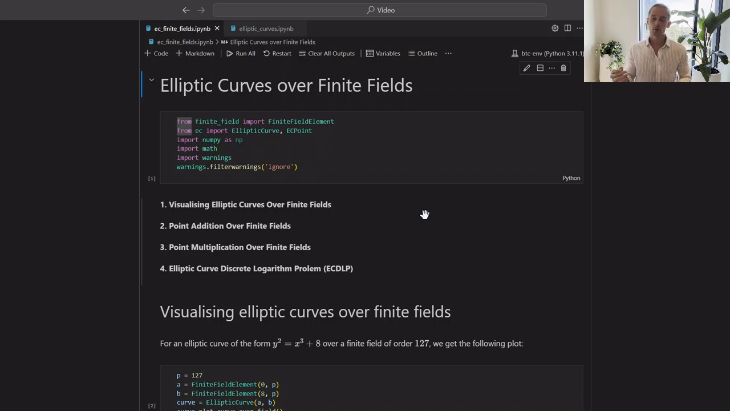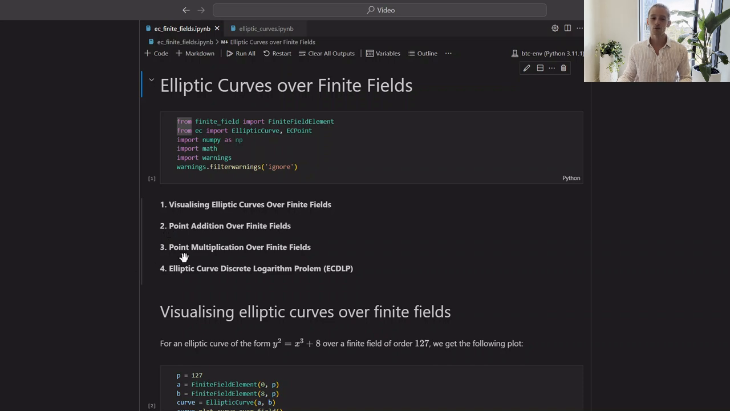This video will be split into 4 sections. First, I'll be visualizing elliptic curves over finite fields and showing you what they actually look like over a graph and why they look the way that they look. Then I will talk about point addition over finite fields. Remember, point addition is what we did for elliptic curves over real numbers. Now we'll be doing it over finite fields.